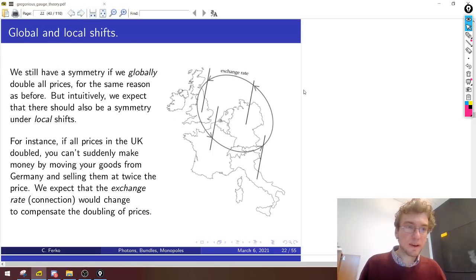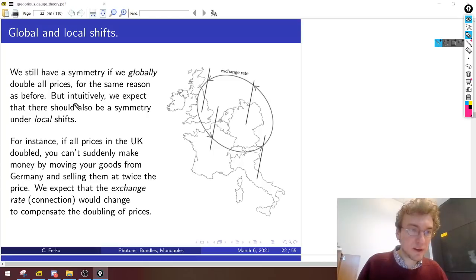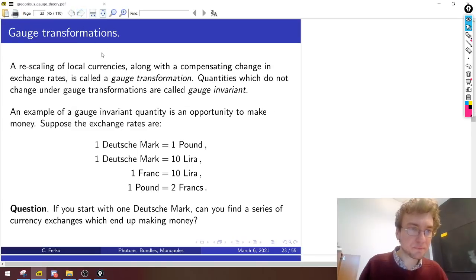Now, you could ask, all right, well, we still have a symmetry if we globally double all the prices, as in the Germany example, if you just rescale by 2. But you would intuitively think that in this system, you should also be able to locally shift currencies and still have a symmetry. So for instance, if you change prices in the UK, if they double, then nothing has really changed. It's not like you're going to make money by moving from Germany to the UK, because the exchange rate, which is like this connection between the electron phases, if you like, would compensate, right? The exchange rate changes so that it compensates the doubling of the prices. So we expect this to have a local symmetry, the same type that we were arguing for before.